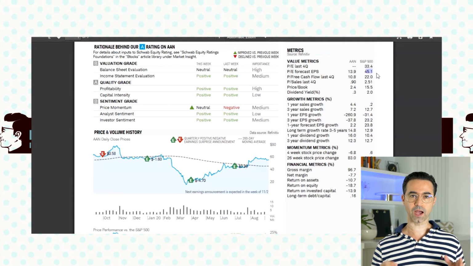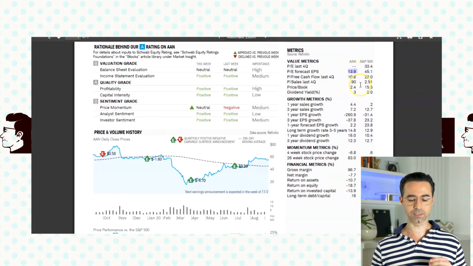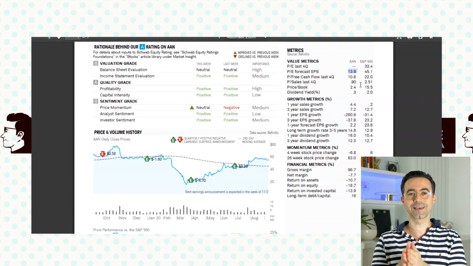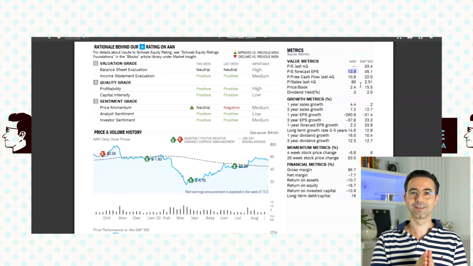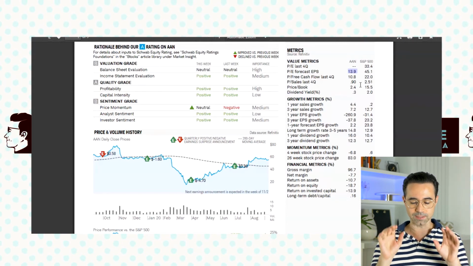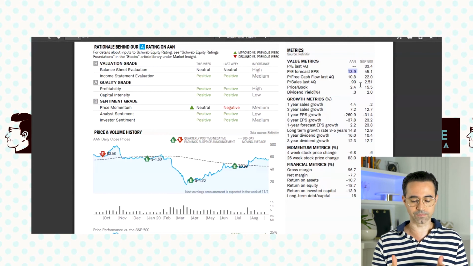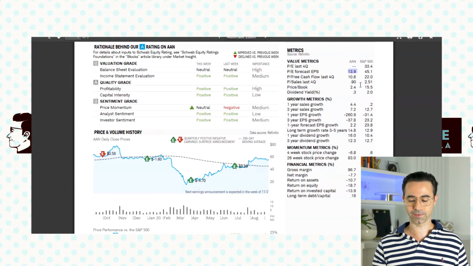So a 45 for the S&P 500 versus AAN, which is 13.9. This means a lower forecasted earnings per share could mean that it's maybe not expensive. It's possible that it's not expensive. It doesn't mean it's not expensive. It means it could be inexpensive, potentially, depending on other factors.